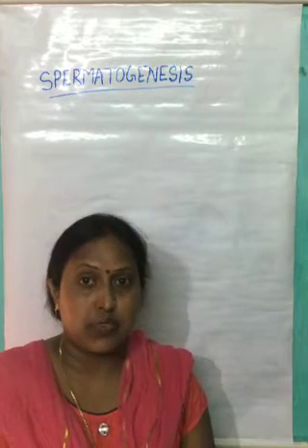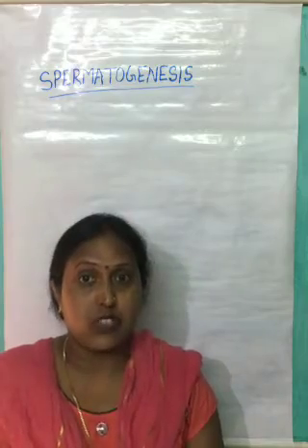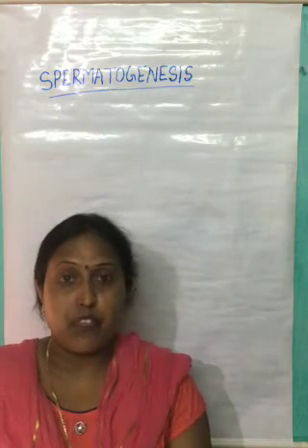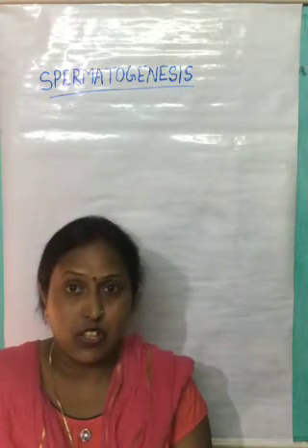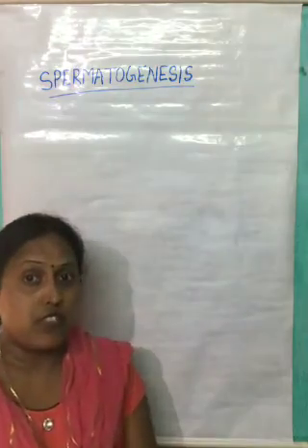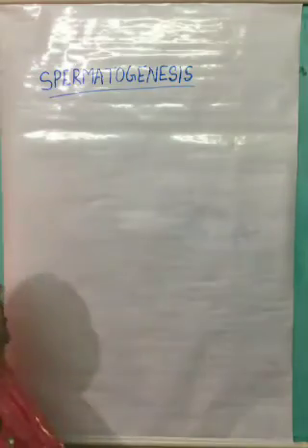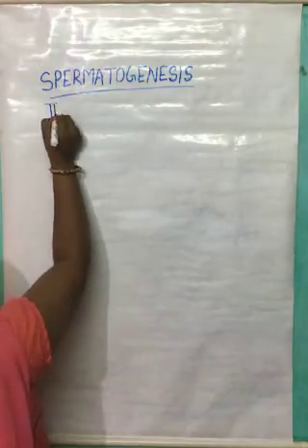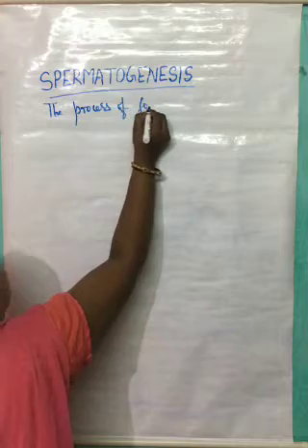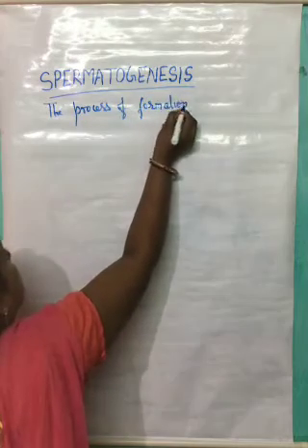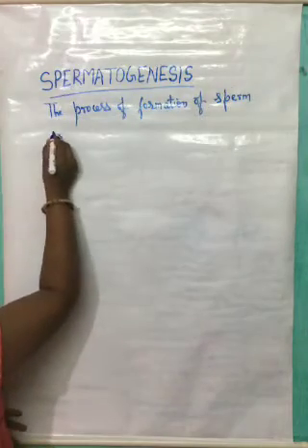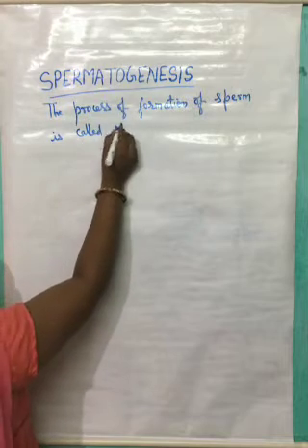Good morning everyone. In this video we will discuss the event of spermatogenesis. Spermatogenesis is a type of gametogenesis that takes place in males. Spermatogenesis is the process of the formation of a sperm, or we can say the process of formation of sperm is called spermatogenesis.